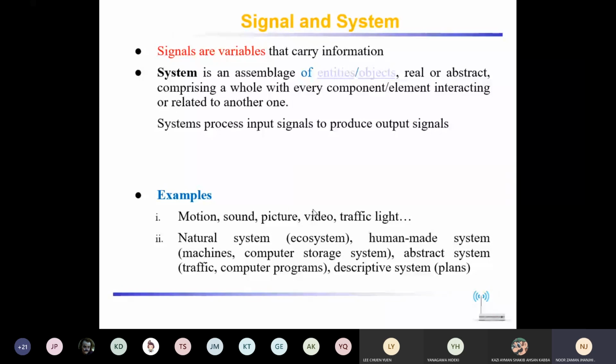Now, as you can see from the example that we already explained, there is the natural system, which is called an ecosystem. Human-made systems are also there. A machine has a system, computer storage system, abstract system, traffic system, computer system, security system, so many different systems. So a system can be implemented anywhere. This is just to give you the basic idea of what the system is and what the signals are. Why are we trying to understand this? Because to understand the principles of wireless transmission.